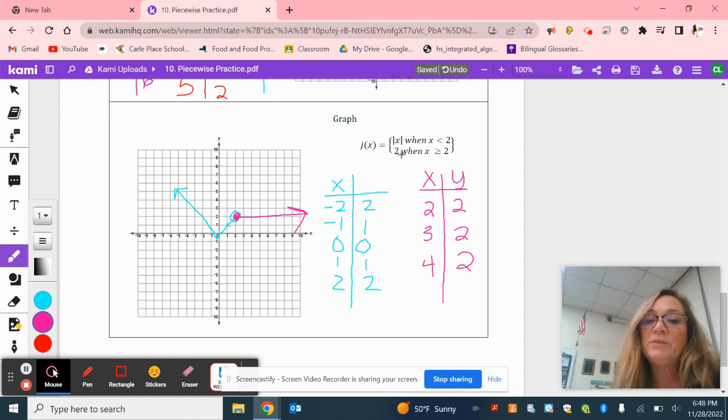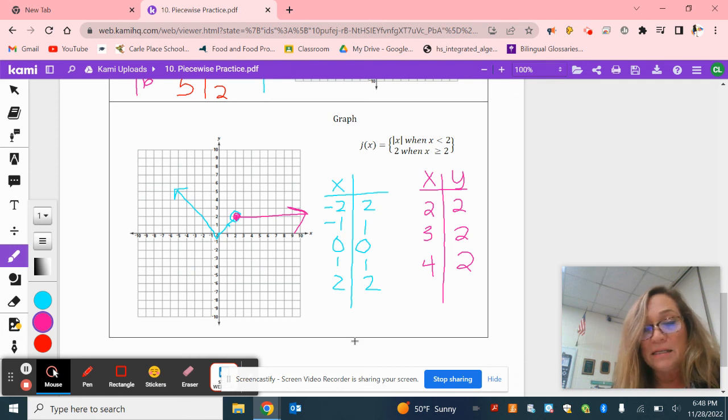So the thing with piecewise functions is you have to always look at the back part to find out what x values you're using and use those x values to create your graph. However many parts there are inside the function, like j of x is equal to 2 different pieces, there's going to be 2 pieces on your graph.